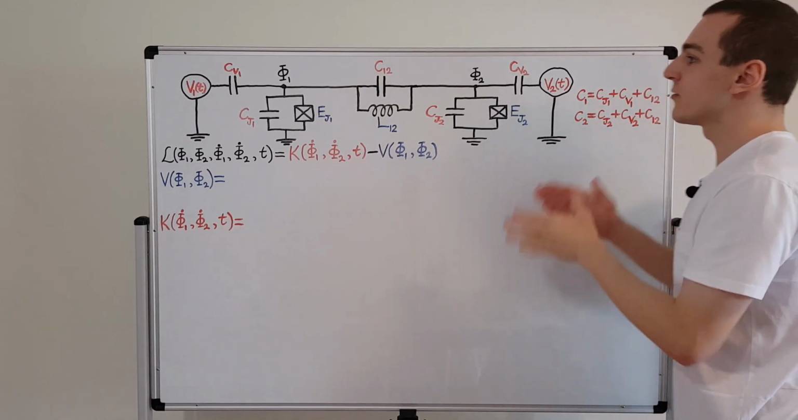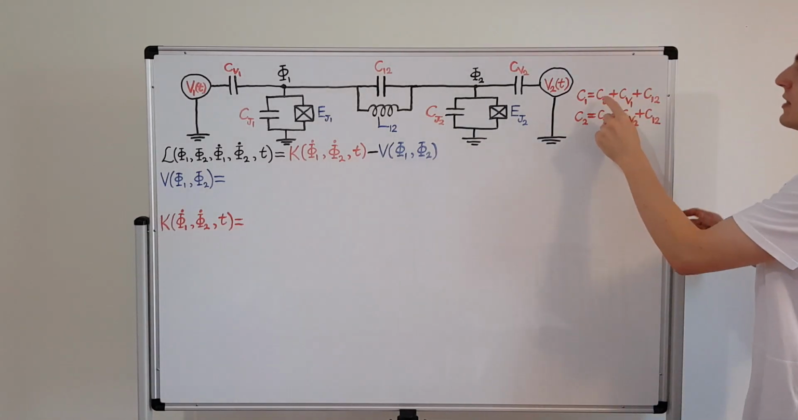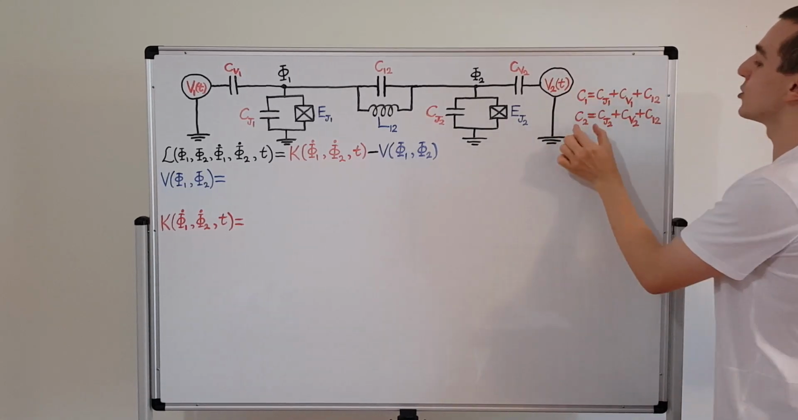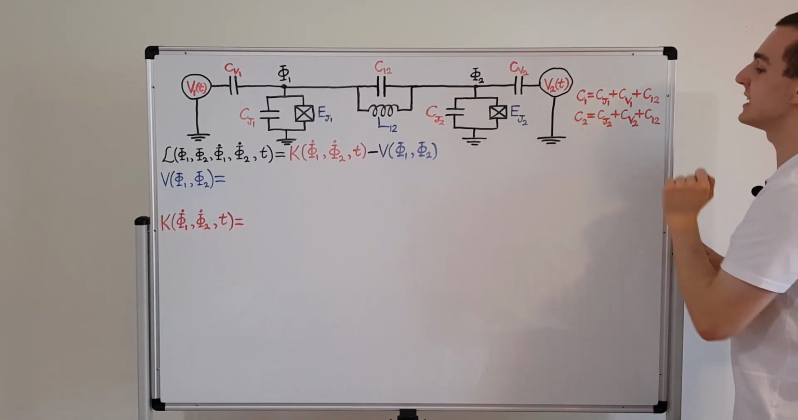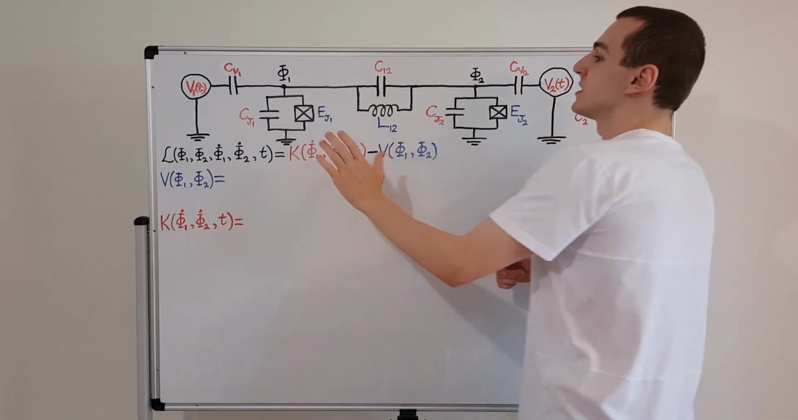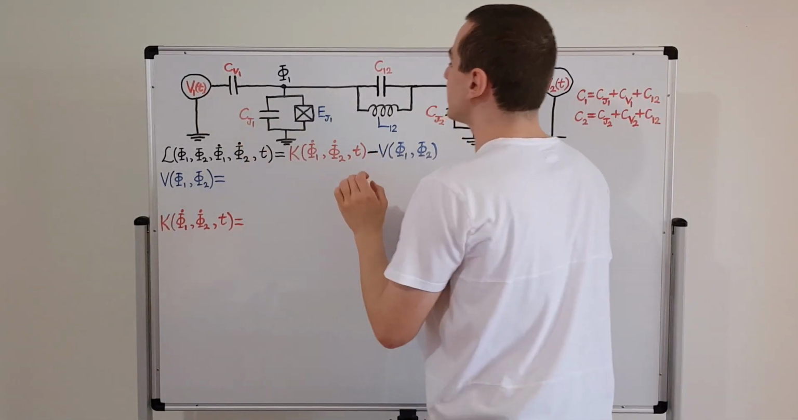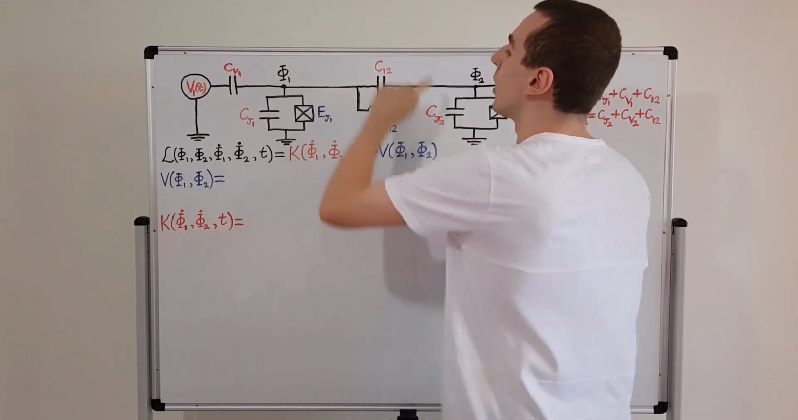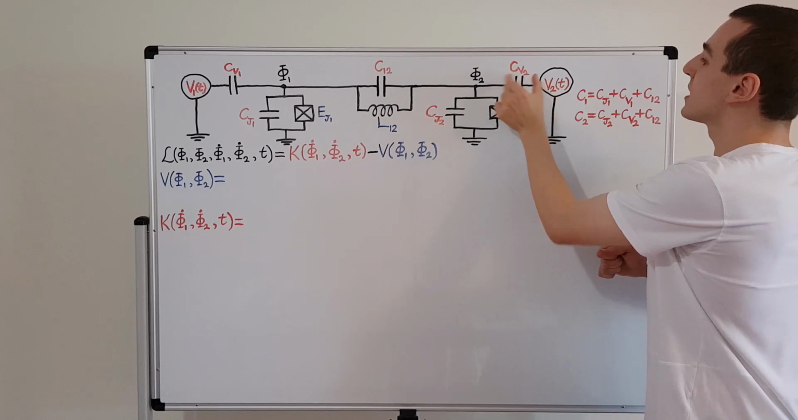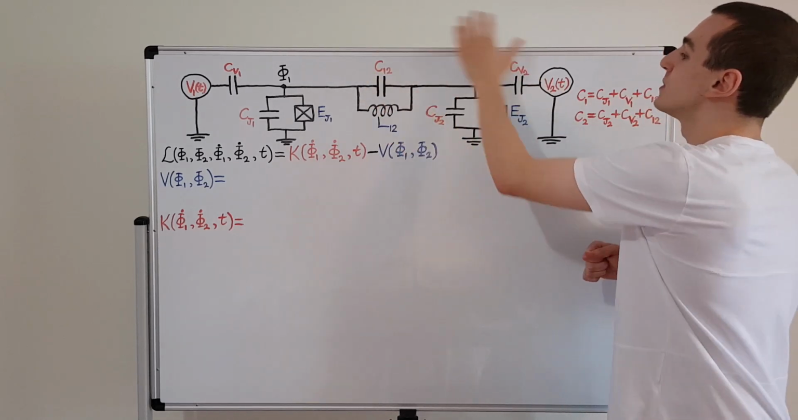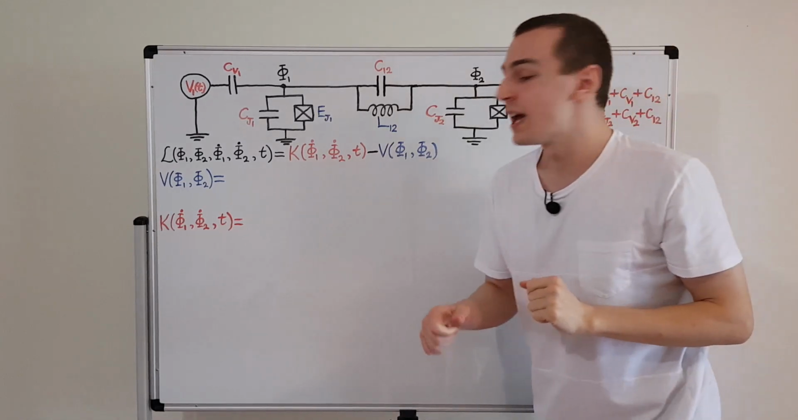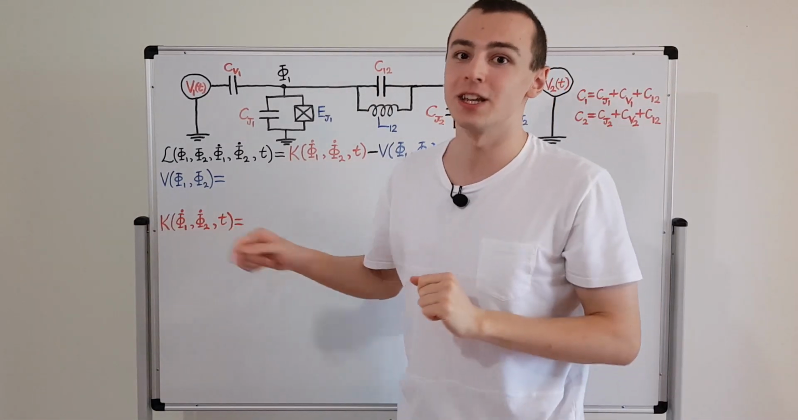I have also defined the sum of these three capacitances and these three capacitances in this condensed notation. So we have C1 and C2. C1 takes this capacitance and this capacitance and groups it into one quantity. And C2 takes this capacitance and this capacitance and groups it into one quantity. That's going to be very useful when we write down the kinetic energy later in this video.